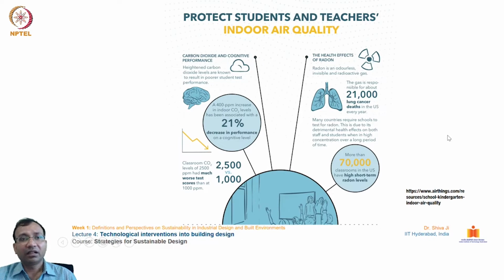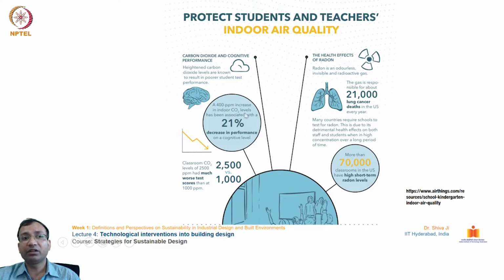So let's see how to protect in another scenario, for example a school where students and teachers are there: how to improve the indoor air quality. What to do and how to identify it. Obviously, wherever humans and any living being are there, there will be emission of CO2. And once CO2 is emitted at the large scale of a school, and it is closed, there will be a high concentration of CO2. Heightened carbon dioxide levels are known to result in poorer student test performances. This is a proven fact that a high concentration of CO2 results in fatigue and a low level of consciousness in the human brain.